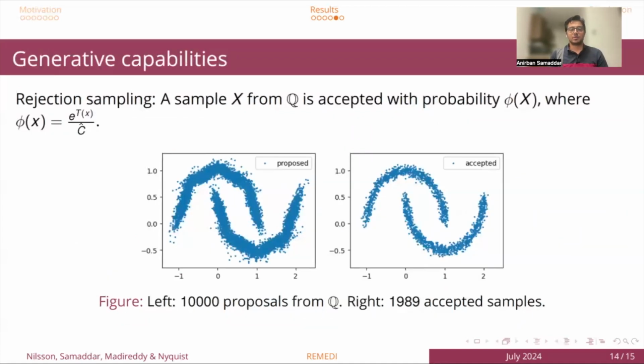Next, we show the generative capabilities of our approach. Here we show one approach which is based on rejection sampling. Rejection sampling is important when we have budget to draw many samples from the base distribution. Here in this plot on the left, we have drawn 10,000 samples from this proposal distribution. On the right, following the rule above, we are only able to accept 2,000 or close to 2,000 of these samples.